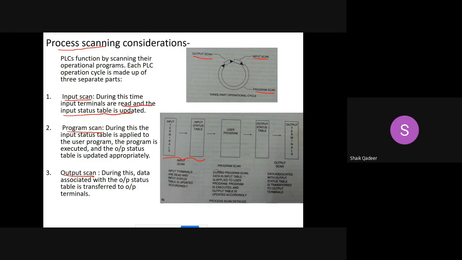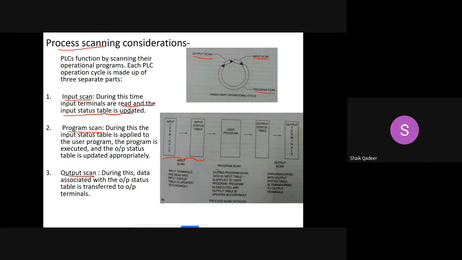This is very important to understand. In case of input scan, all input terminals are read, and there is a table maintained by the PLC software. That table, called the input status table, is updated. Suppose in this input scan, input 1, input 2, input 5 are found to be active high. So the corresponding places available in the input status table are updated. Is it clear to everybody?